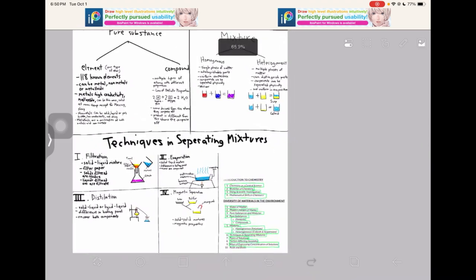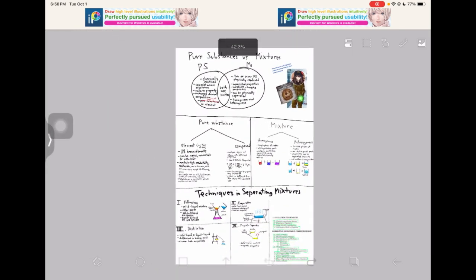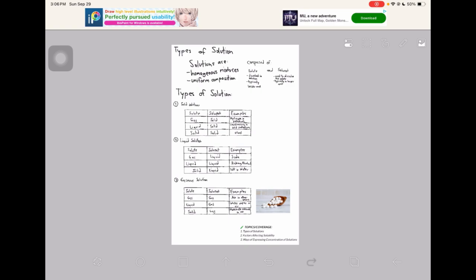Yeah, after this, we're almost done. We literally have one more topic to go. I'm going to show you the types of solutions, how factors can affect the solubility of a solution, and how we can express the concentration of a solution.